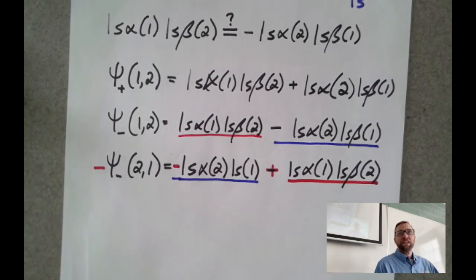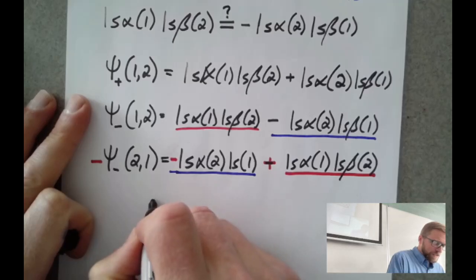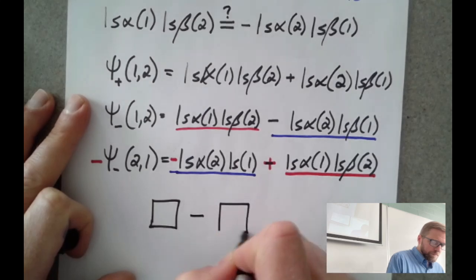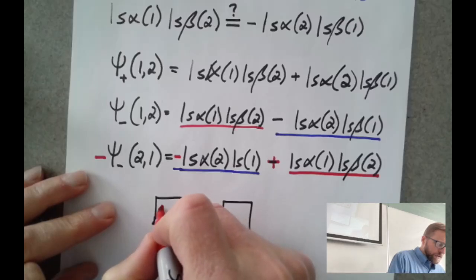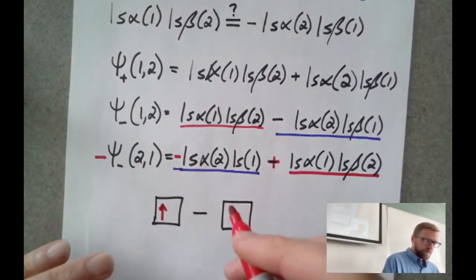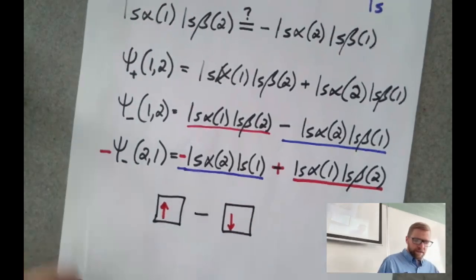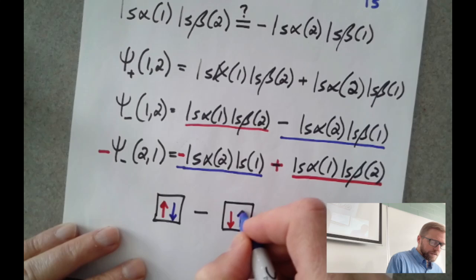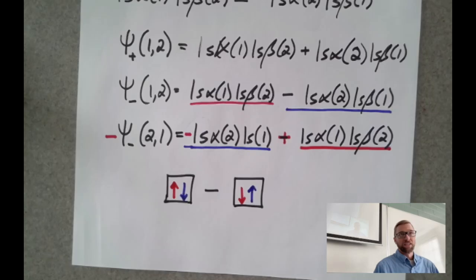So if you want to write this out in the box electron configuration, you would do it like this. It looks kind of strange. We would have electron 1 is up here, and it's down here. And electron 2 is down here and up here. This would be the actual wave function.